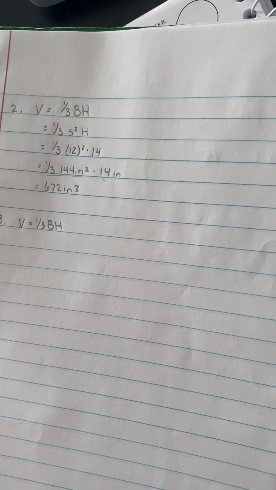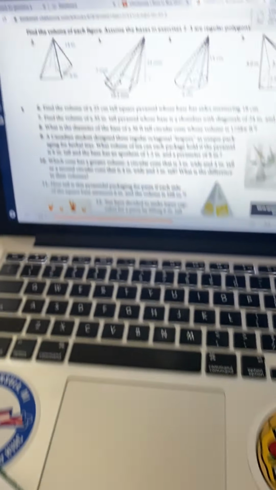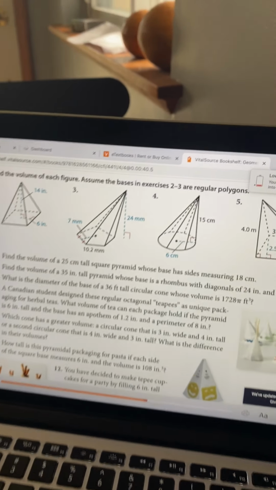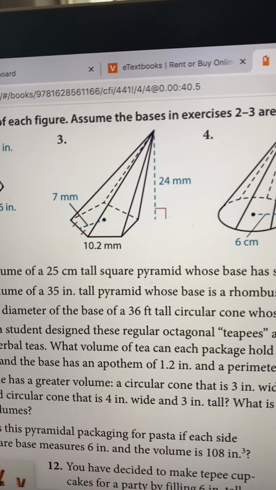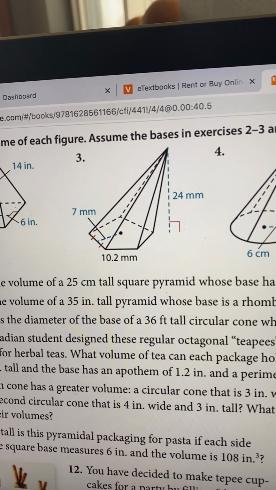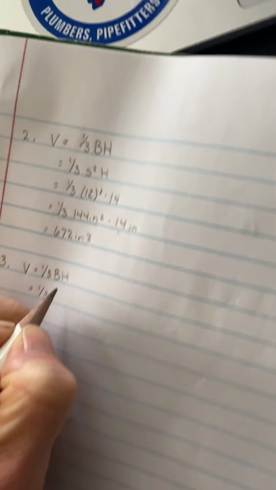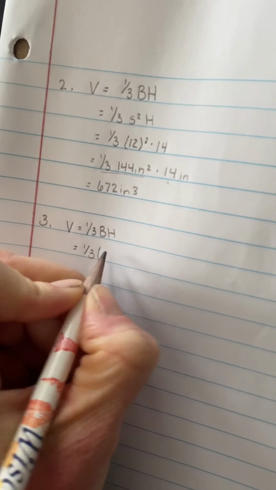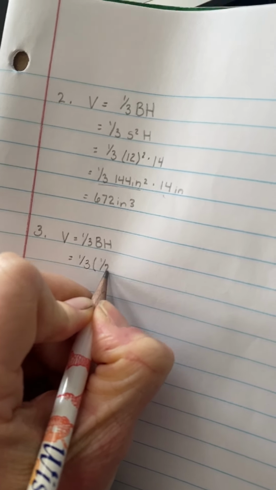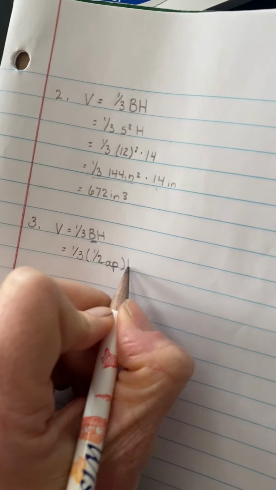Now, our base in this problem, we gotta look at this. Our base is a polygon. So if you remember the formula for a polygon, that's going to go in for where your B is. So that'll look like 1/3, and then this kind of looks strange, but don't be overwhelmed. 1/2 AP, because that's your base. And still times the height of our whole thing, the perpendicular height.